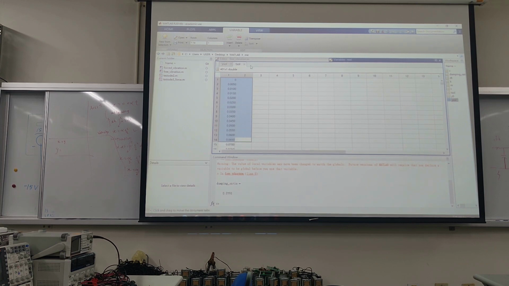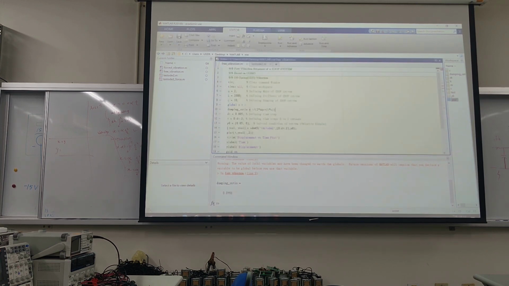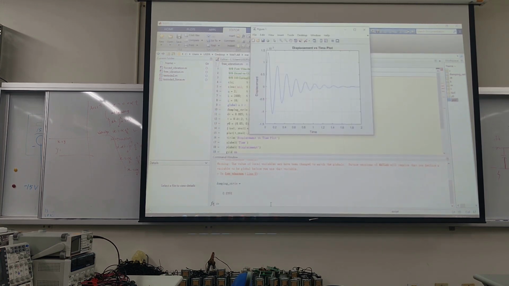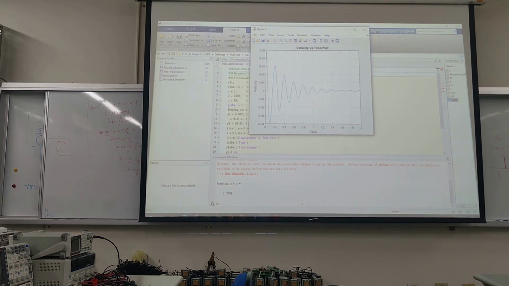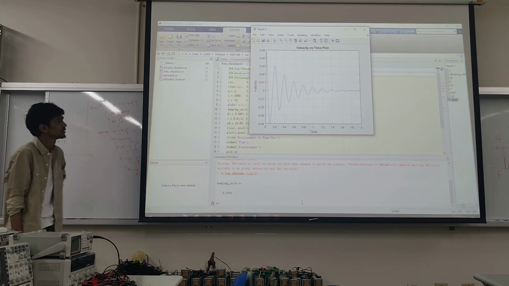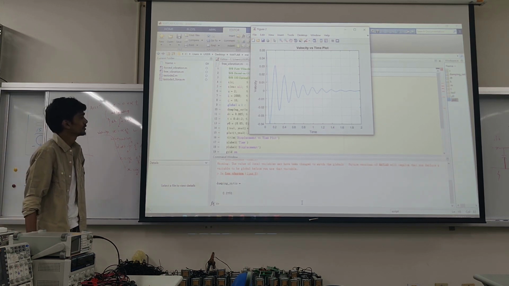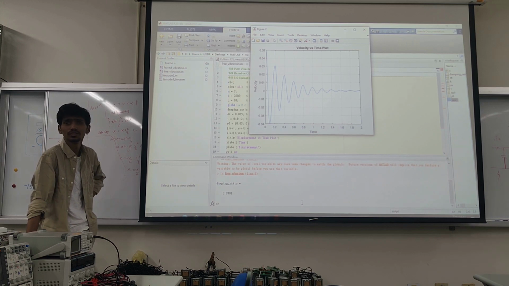So in this way we are getting the plot for the displacement versus time and velocity versus time. So you got how the things are happening in the ODE45. Anyone have any problem?